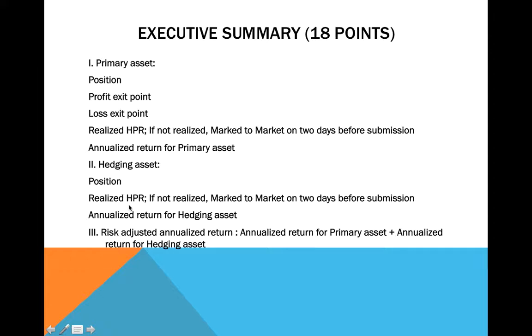For the hedging asset, same way, you take the position. You do not have to state a profit exit point or loss exit point. You just state the realized HPR of that, or a mark to market after the scenario, and the annualized return for the hedging asset. Then you add those two up. That's your total annualized risk-adjusted return.